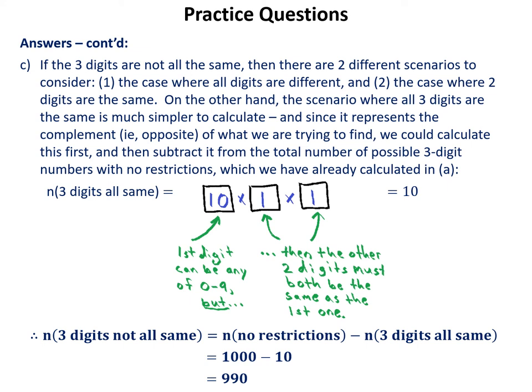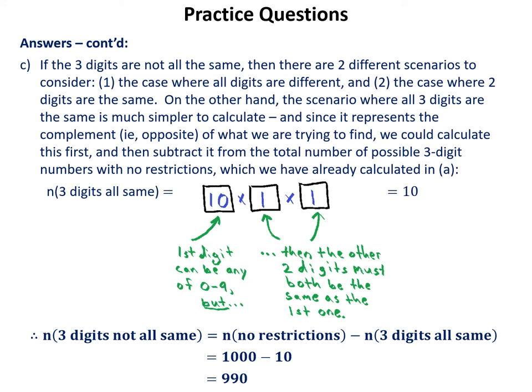If we look at the scenario where all 3 digits are the same, that's relatively simpler to calculate, and it happens to represent the complement of what we're trying to find, which is the number of numbers where the 3 digits are not all the same. So if we can first calculate the number of ways to have a number here where all the 3 digits are the same, then we just need to subtract it from the total number of possible 3-digit numbers with no restrictions, which we already did in part A, and then we get our answer. So that's what we'll do here.